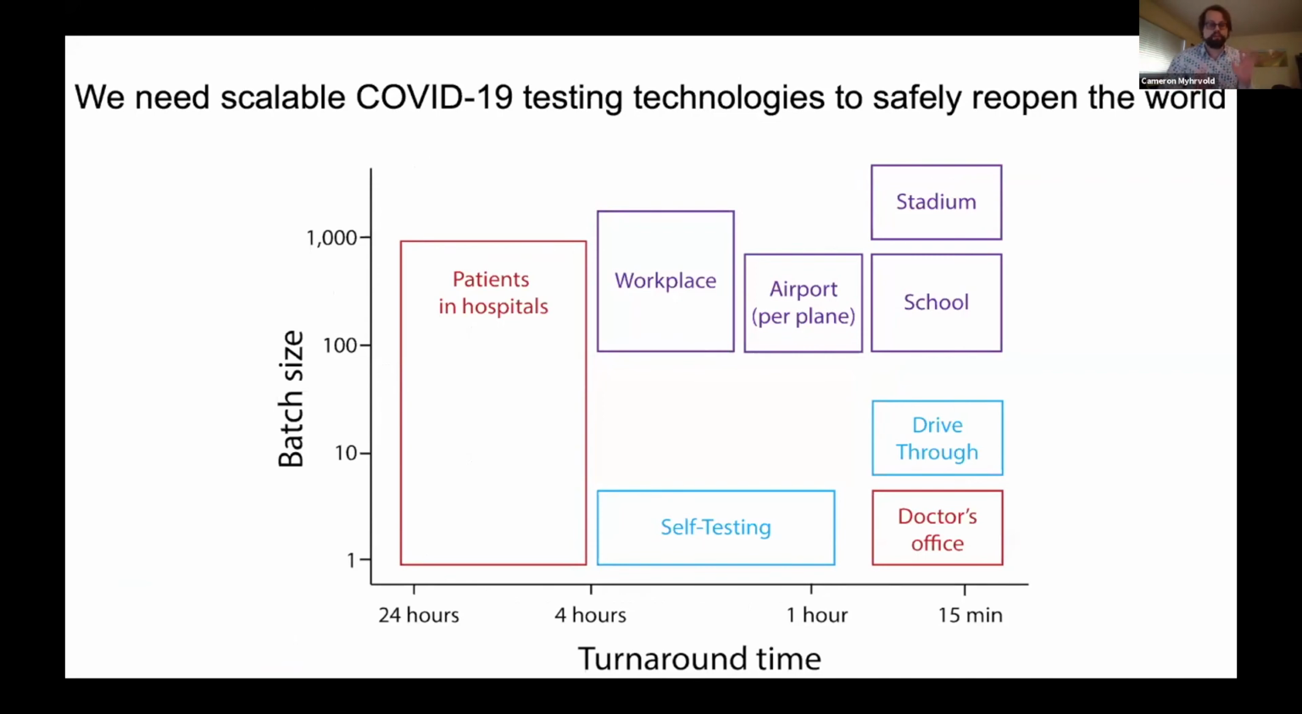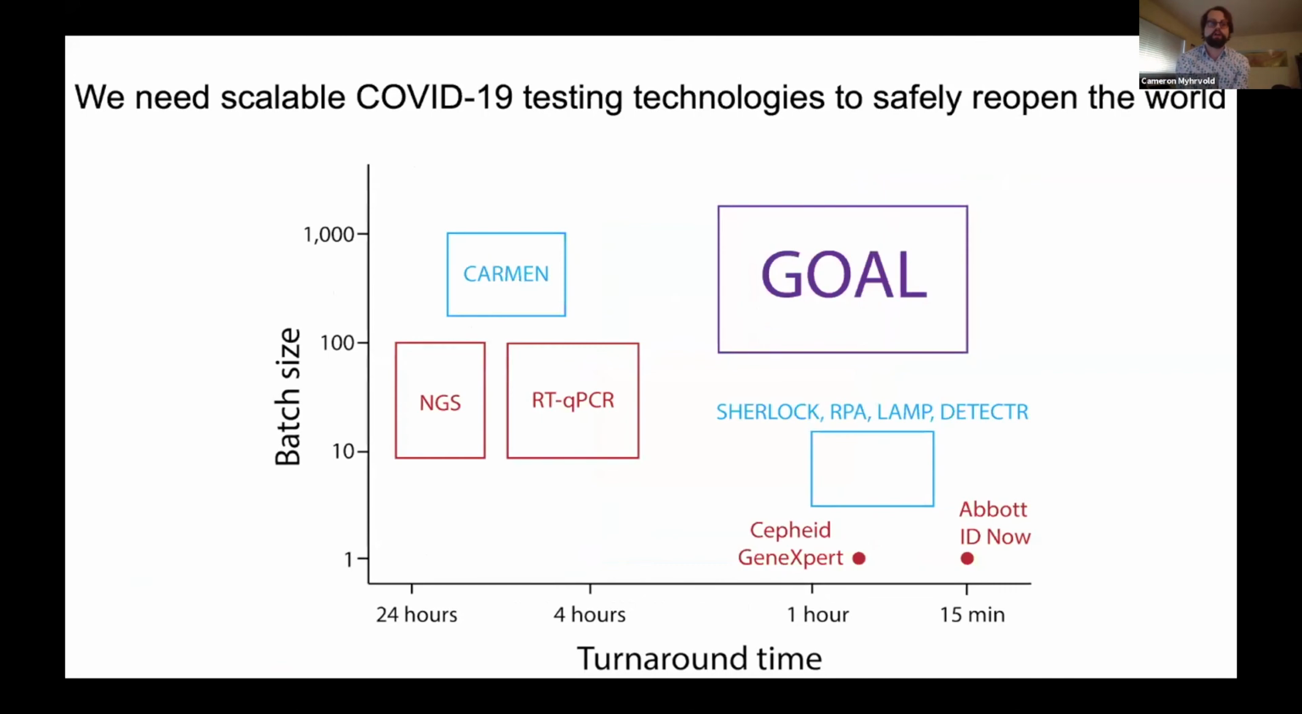And unfortunately, a lot of the existing technologies don't really get there. I'm plotting these axes in terms of turnaround time and batch size, because the goal is really to have a test that can be done quickly and that can let you test lots of samples at once. That's the only way to scale to solve this problem. And unfortunately, many existing technologies solve one or the other, but not both simultaneously.